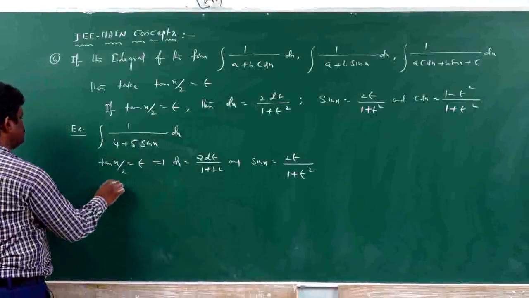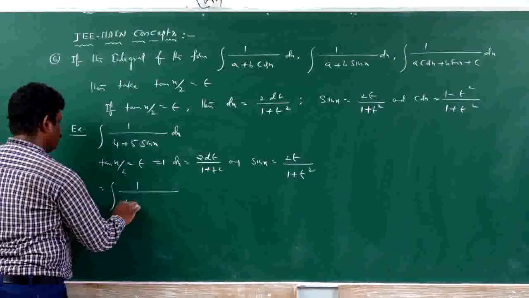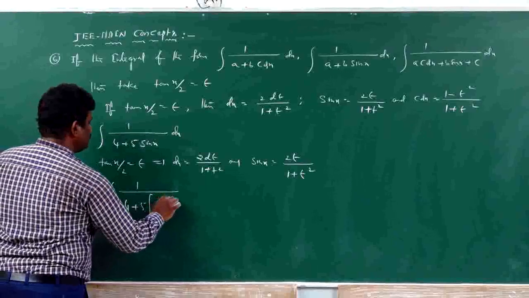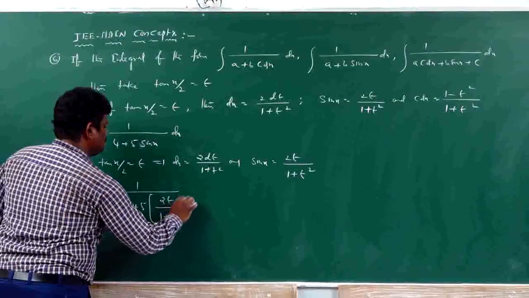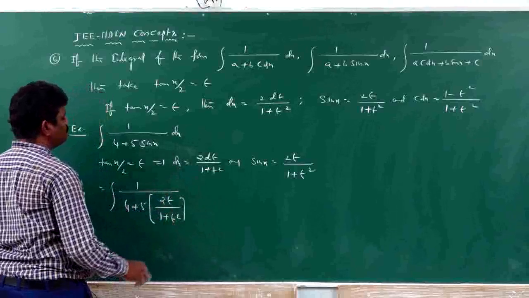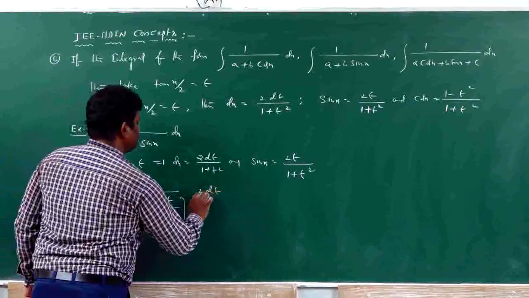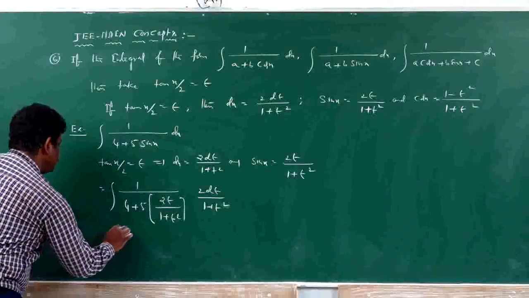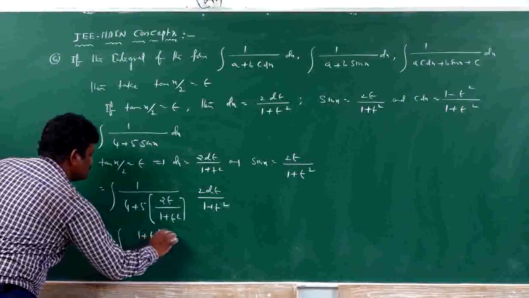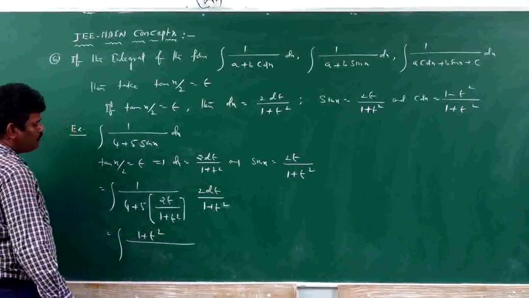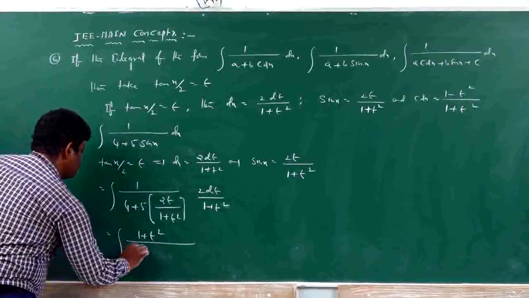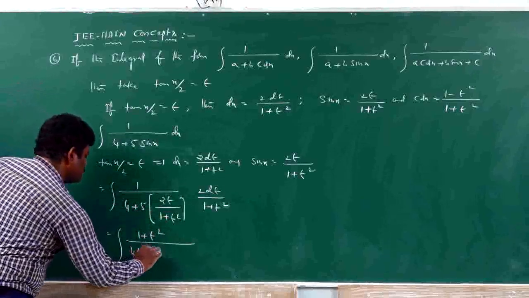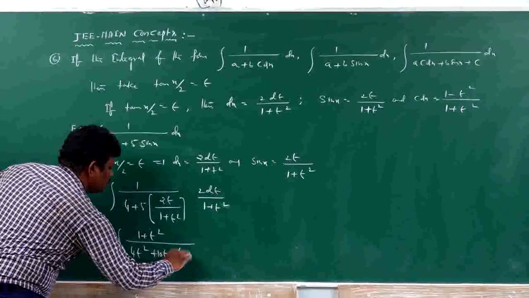Now we substitute these values: integral of 1 by (4 plus 5 times 2t by 1 plus t square) into dx, which is 2 dt by 1 plus t square. Now if we take the LCM, with 1 plus t square in the denominator, we get 4 into 1, 4 t square.